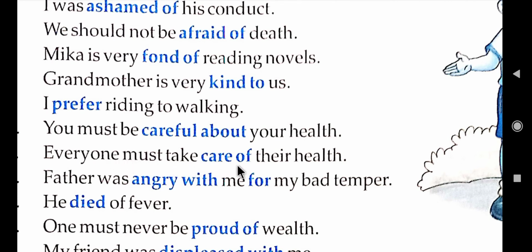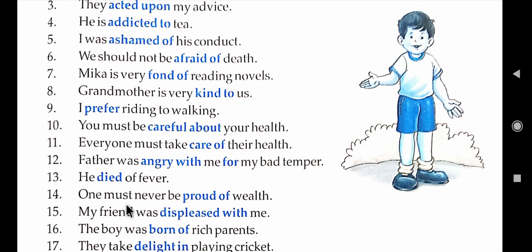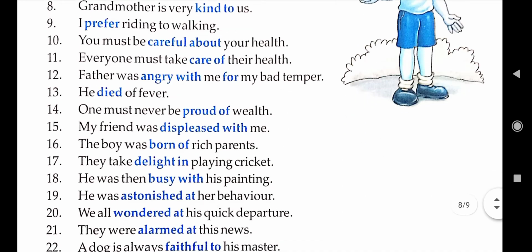Everyone must take care of their health. Father was angry with me for my bad temper. He died of fever. He must never be proud of wealth. My friend was displeased with me. So these are again prepositions followed by different nouns, pronouns or verbs. Careful we always use about. Care with always use of. Angry with. Died of. Proud of. Displeased with. Now next sentence, move on.